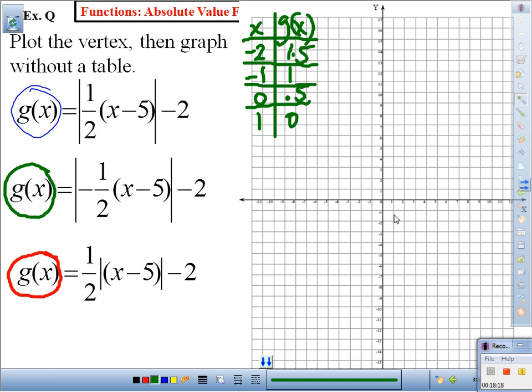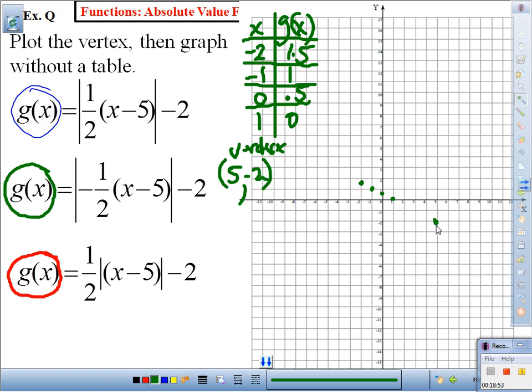Okay, let's plot those points in green. Negative 2, 1.5; negative 1, 1; 0, half; 1, 0. Chance, by looking at it, what else do we need? The vertex. What's our vertex, Chance? Positive 5 and negative 2. That is correct. So let's plot that.